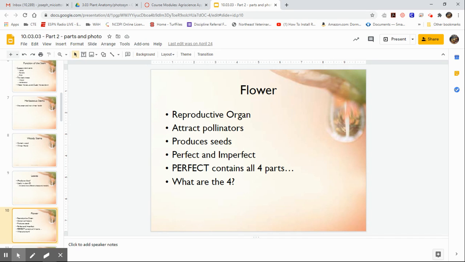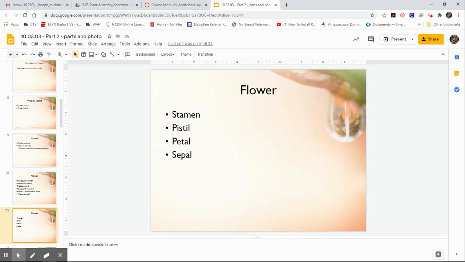Now, some plants have a male flower and some have a female flower. So if you have a male plant, it's going to be missing the pistil. And if you have a female plant, it's going to be missing the stamen. So if it's missing one or more parts, it is an imperfect flower. And then this is the last slide that we stopped on today.